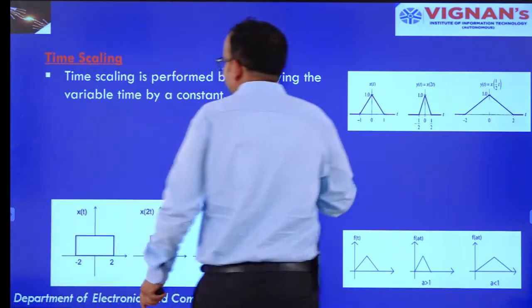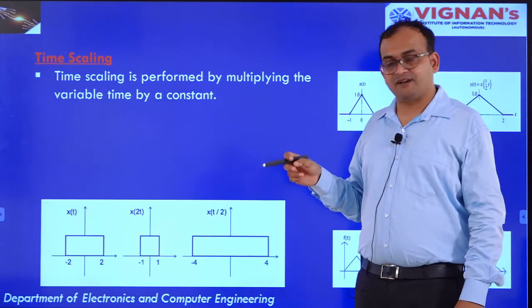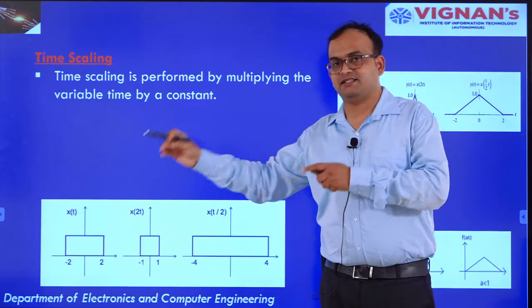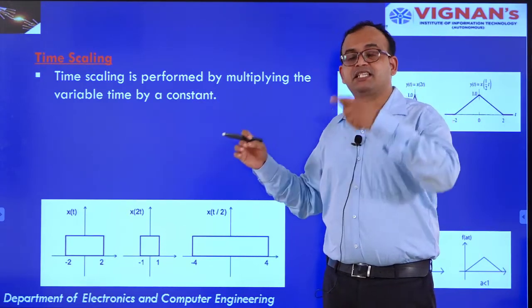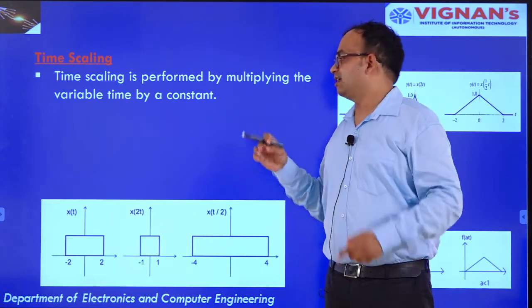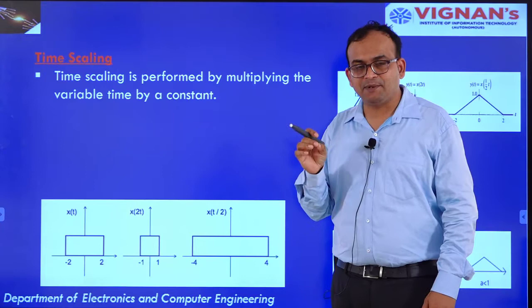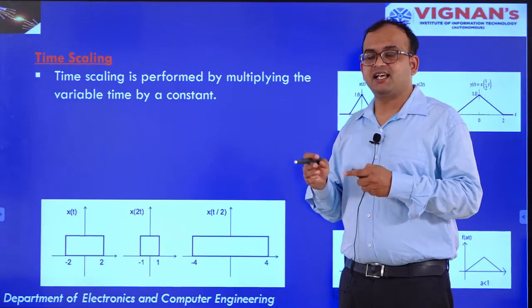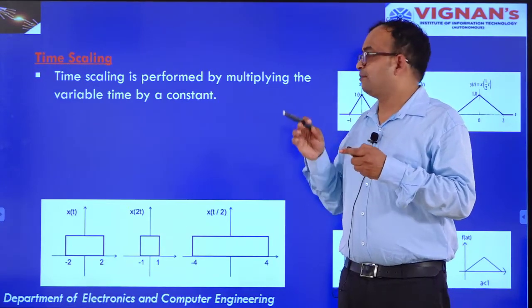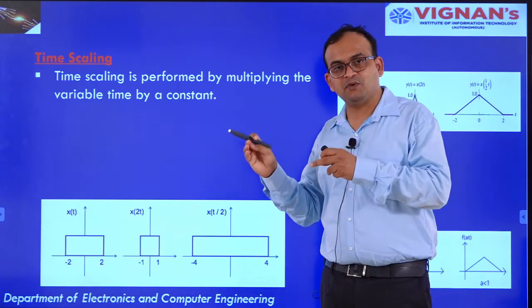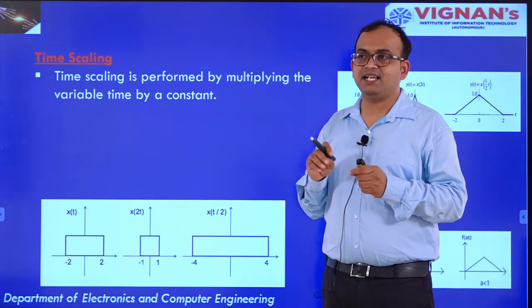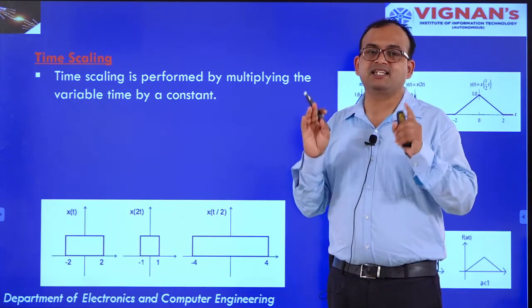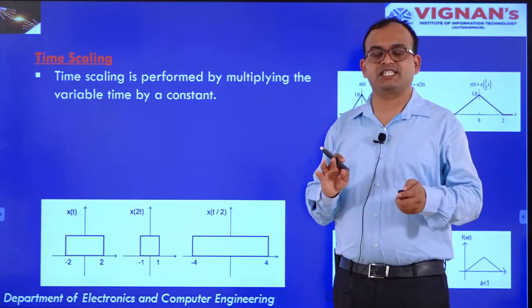Time scaling is performed by multiplying the variable time by a constant. Previously, in amplitude scaling, we multiplied a constant with the amplitude, whereas for time scaling we multiply a constant with time. We will see how the signal behaves if the multiplication factor is greater than 1, and if it is less than 1. This is very important, so don't confuse these things.